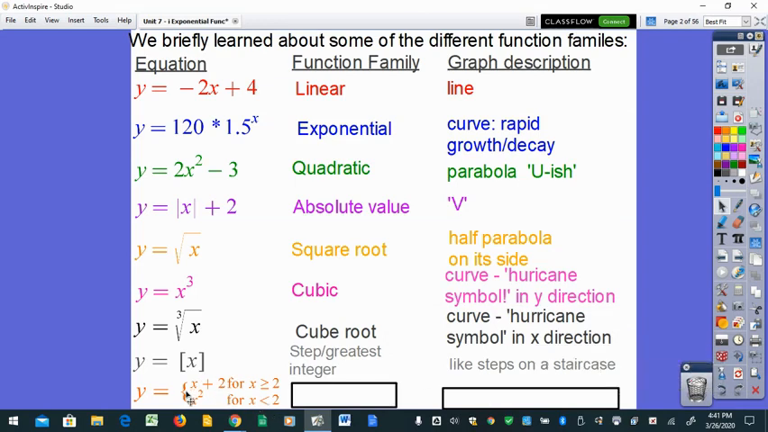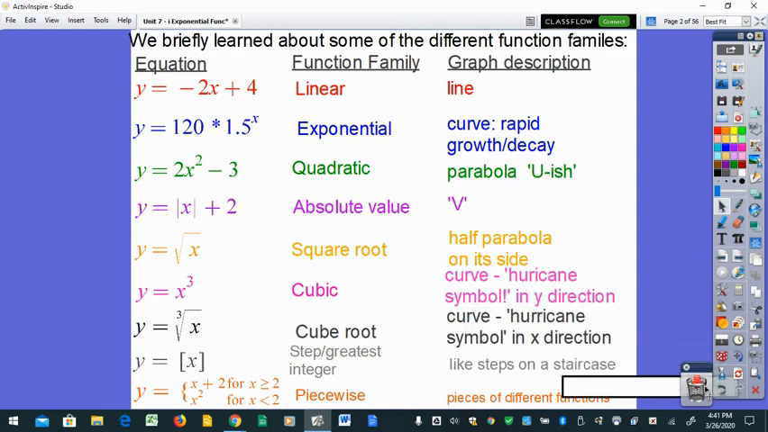And this one is the one that you guys weren't crazy about. This is the piecewise function. So a piece of one, a piece of another kind of function. And, you know, it depends on what functions you're graphing here in order to be able to describe the graph.